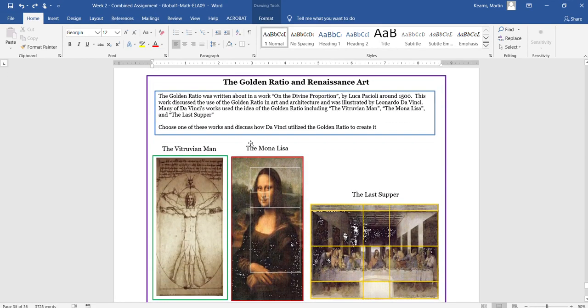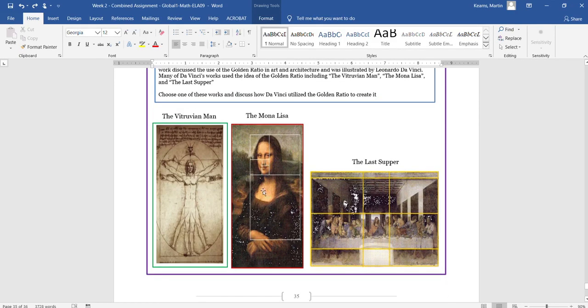Then we see how this applies to the Renaissance, the golden ratio and Renaissance art. The golden ratio was written about in a work on the divine proportion by Luca Pacioli around 1500. This work discussed the use of the golden ratio in art and architecture and was illustrated by Leonardo da Vinci, and many of da Vinci's works used the idea of the golden ratio, including the Vitruvian Man, the Mona Lisa, and the Last Supper. So choose one of these three.